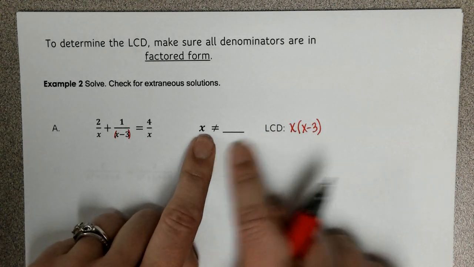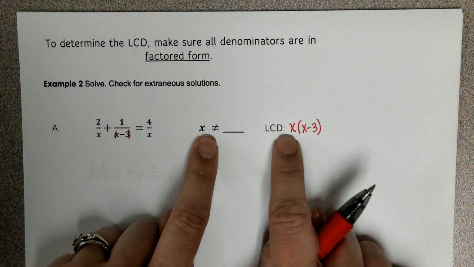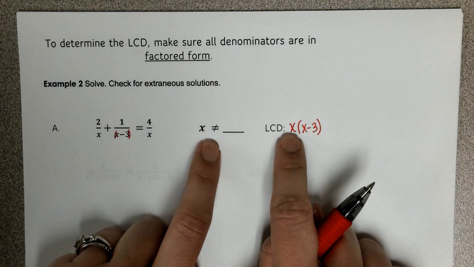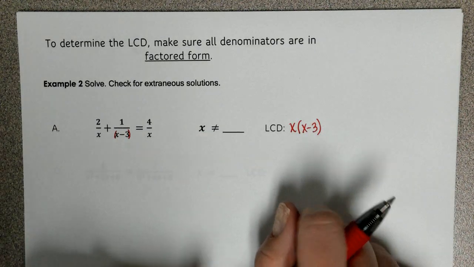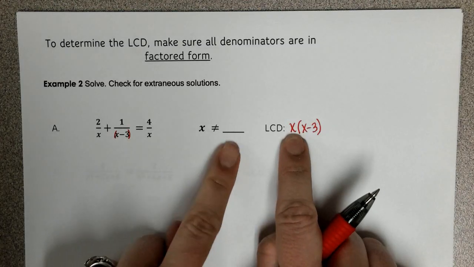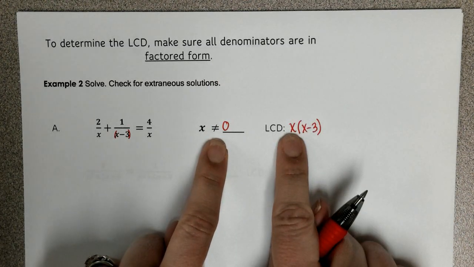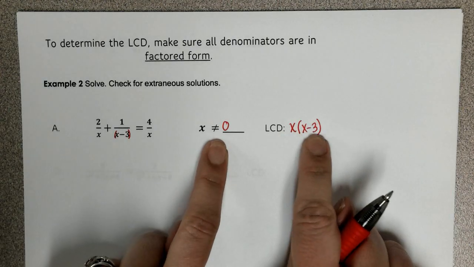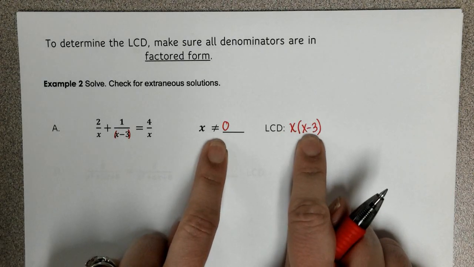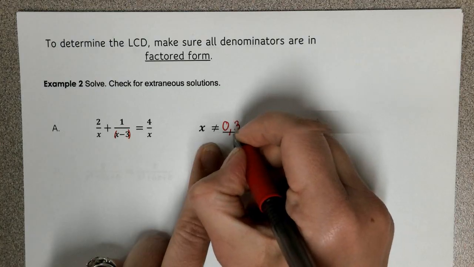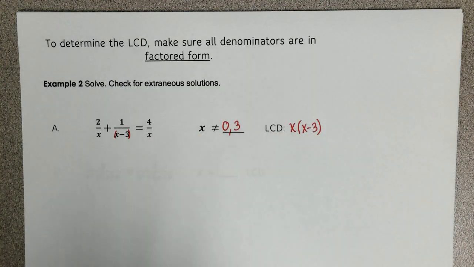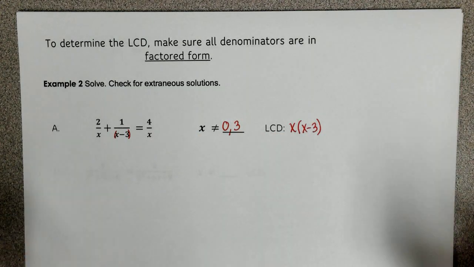Our restrictions: what would make each of these factors equal to 0? So for the single factor of x, x can't be 0, because then that factor would be 0. And for this factor, if x were positive 3, then this factor would equal 0. Okay, they're essentially the zeros.